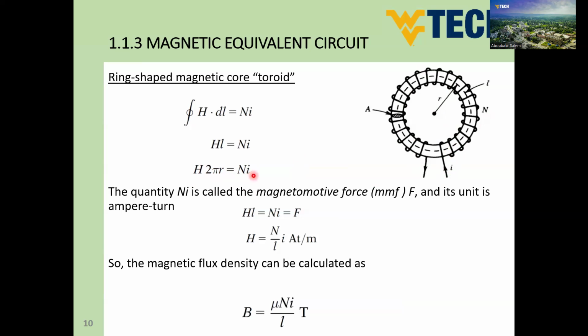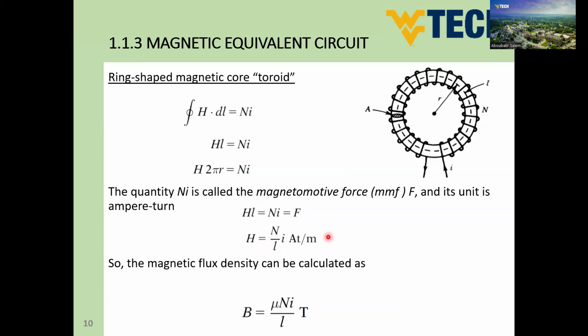What about the magnetomotive force? Now we can say H times L equals N times I equals F, where F is the magnetomotive force. And from this relation, we can move L to the denominator on the other side, so H equals N divided by L times I. And for sure, it's measured in ampere turn per meter.